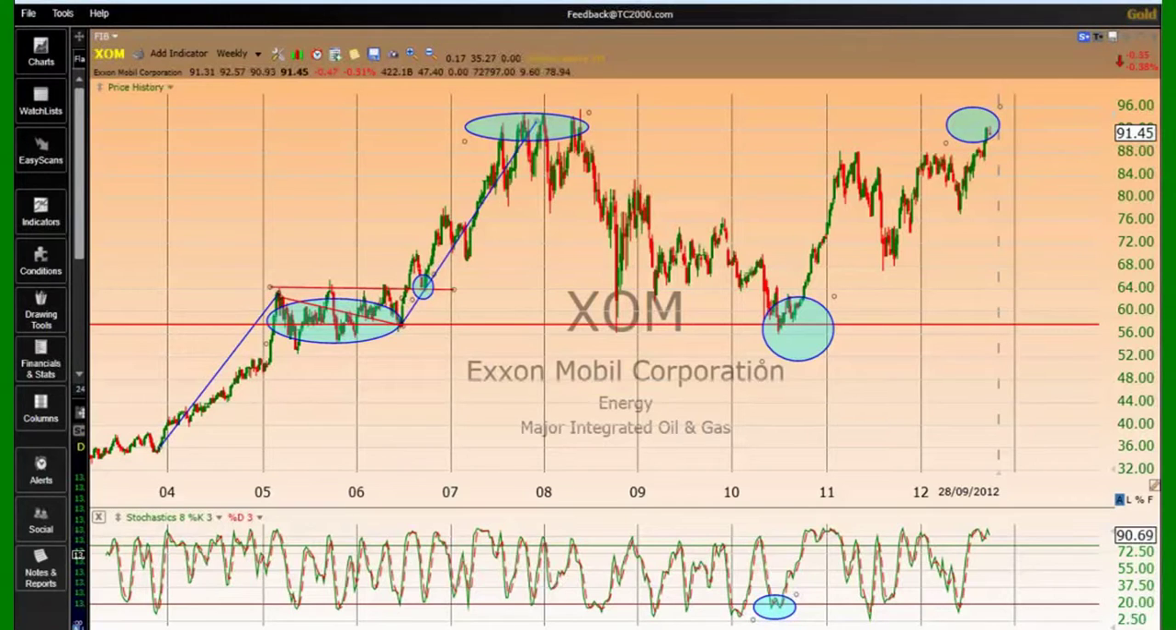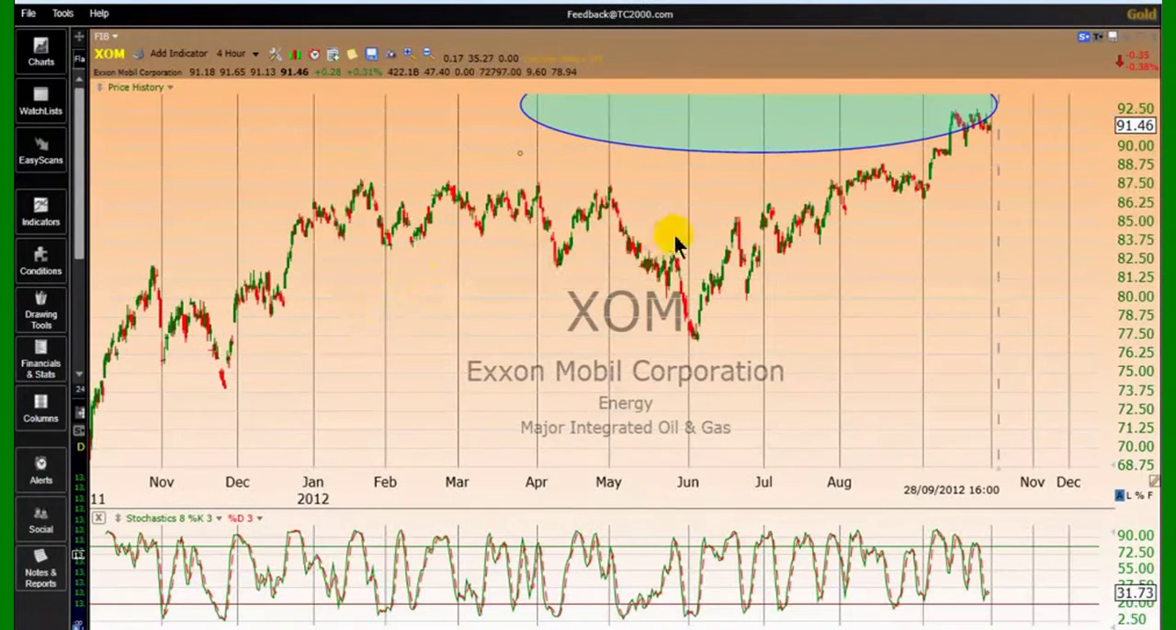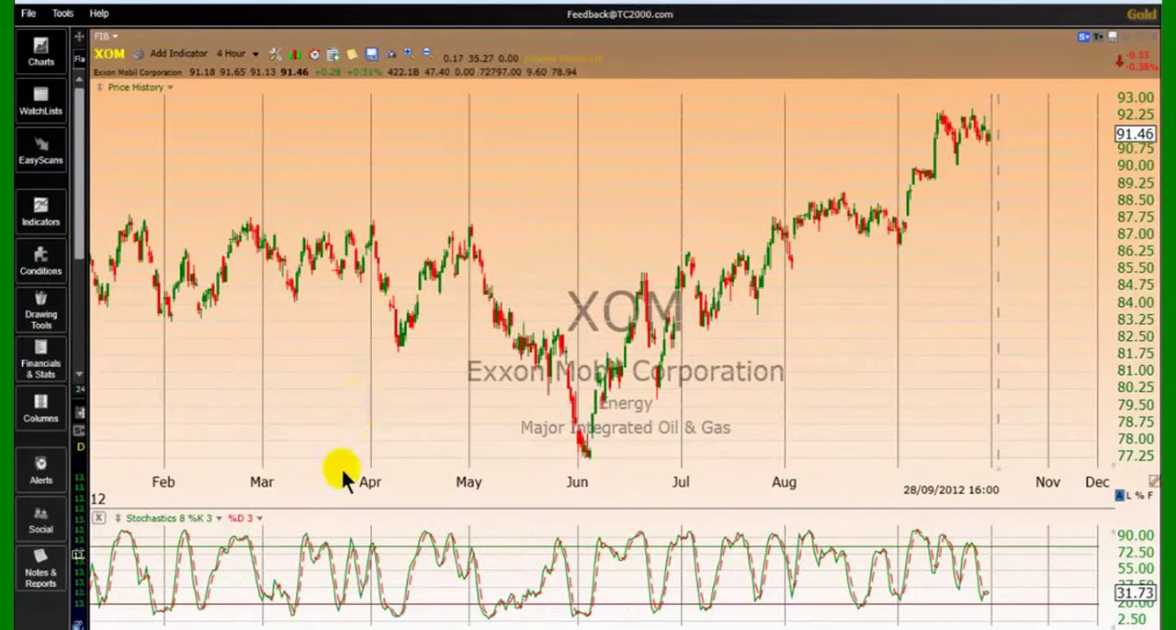We will quickly look at the yearly chart, quarterly chart, monthly chart. We're on the weekly chart now. We will go to the 4-hour chart, and I want to show you again regarding the chart patterns and the target zone, talking about overbought and oversold, slow stochastic, or overbought and oversold markets.